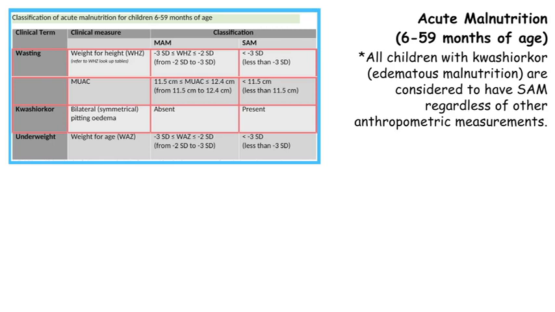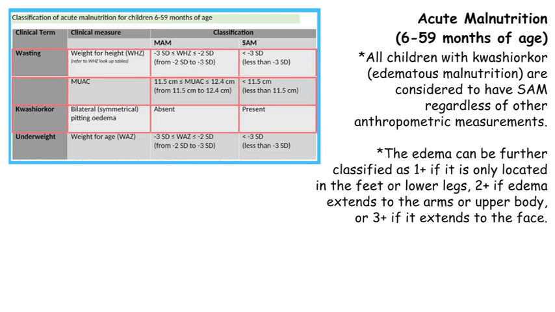So, all children with kwashiorkor, or that have edematous malnutrition, are considered to have severe acute malnutrition regardless of other anthropometric measurements. So if you take the MUAC of the child or any other anthropometric measurements, as long as they have edema, then they are termed as having kwashiorkor. The edema can be further classified as 1, if it is only located in the feet or lower legs, 2, if the edema extends to the arms or the upper body, or 3, if it extends to the face as well.